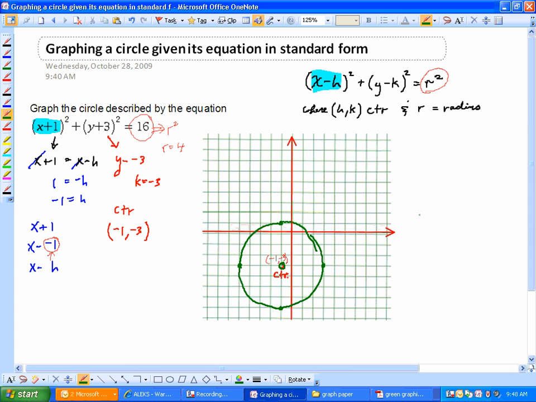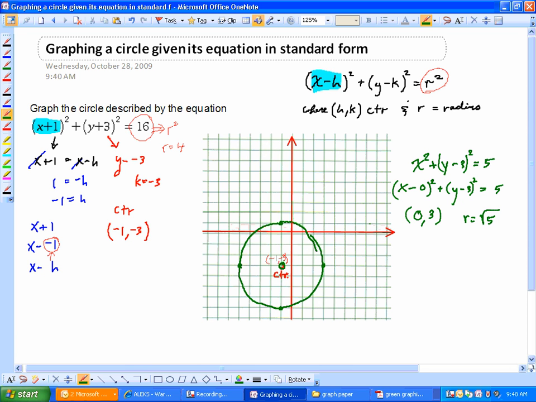Oh, wait, one last thing. Say if they have x squared plus (y minus 3) squared equals 5. Then what you really see here is (x minus 0) squared plus (y minus 3) squared equals 5. So your center is at 0 comma 3, and your radius is the square root of 5, so about 2 point something.